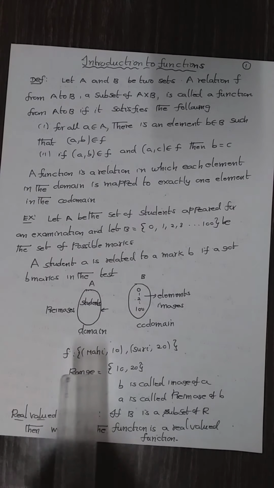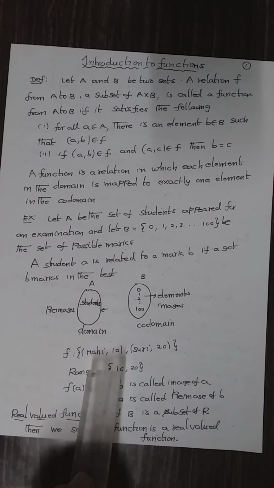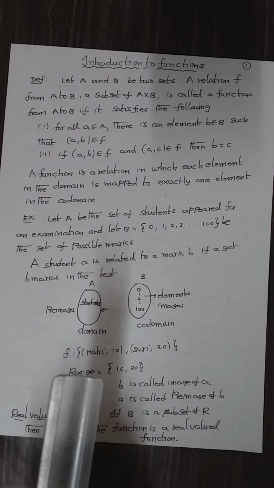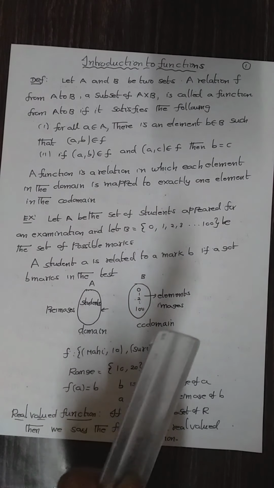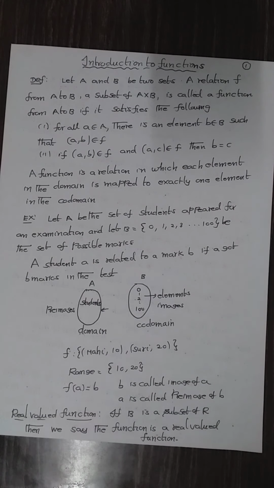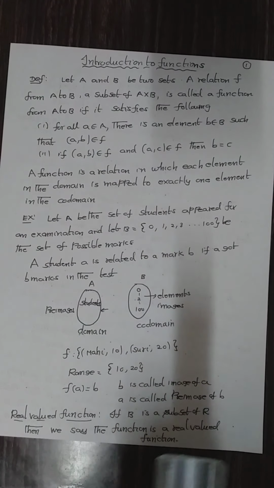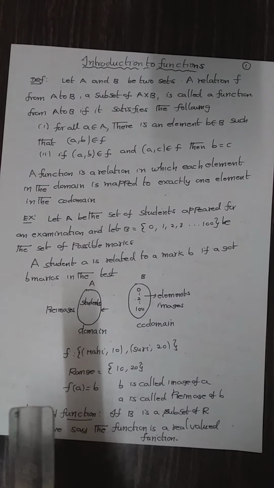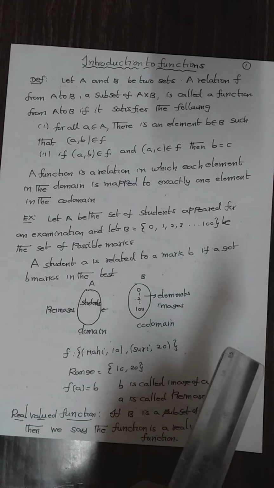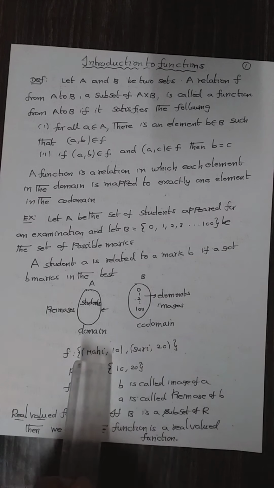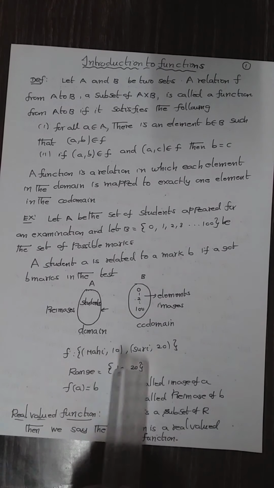F is a function. (Mahi, 10): Mahidhar got 10 marks. (Suri, 20): Suri got 20 marks. But listen here, students: the domain is different, the codomain is different, the range is different. Codomain means the entire set B. But range means those elements of set B which are actually mapped. So range is different, codomain is different. Sometimes the range might be equal to the codomain, under some special condition. But here {10, 20} is the range.